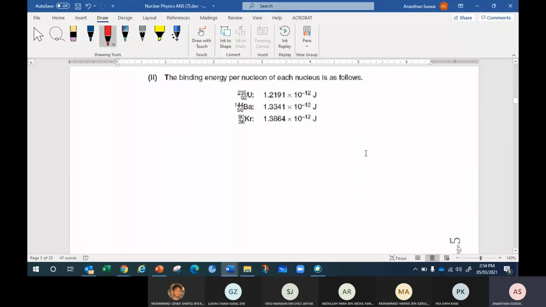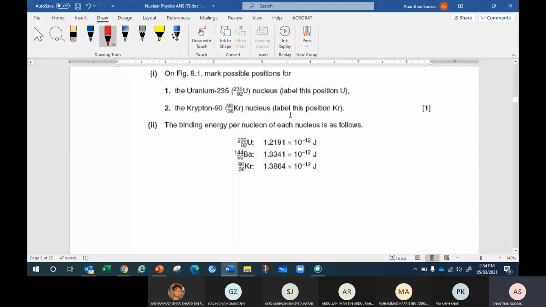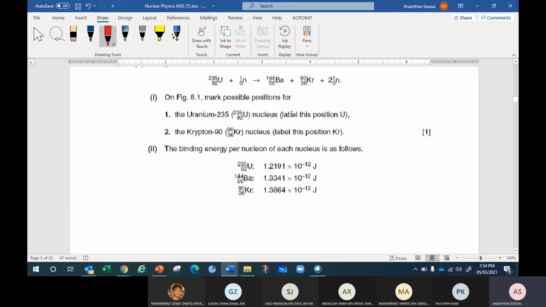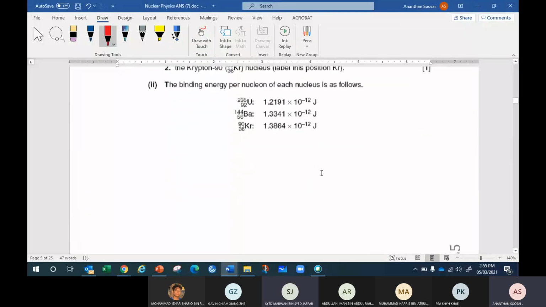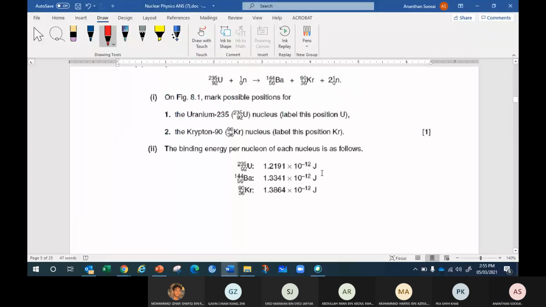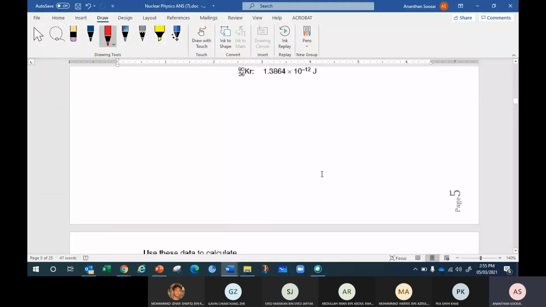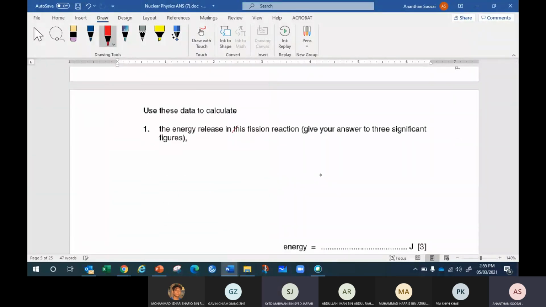Yeah, two ways to do it, right? E equals mc squared, or by using the binding energy. But I don't think we can use mc squared here because the mass is not given to 5 or 6 decimal places. So we have to use the binding energy. So which binding energy minus which binding energy? Anyone? Energy release. So how do you get the energy release?